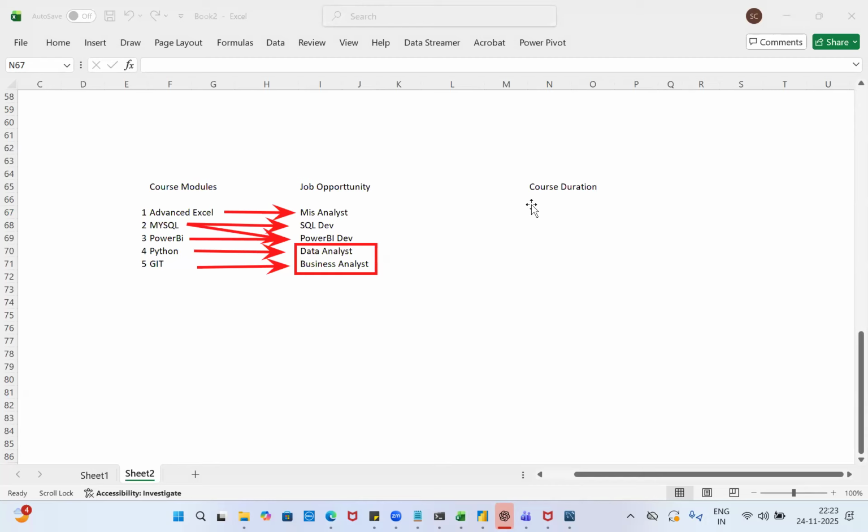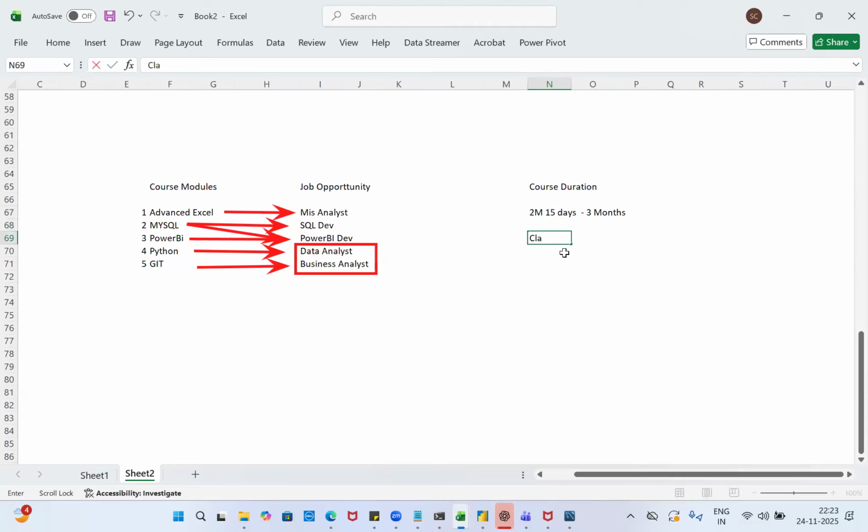Macros and VBA is not a part of the course. Yes, thank you. And the course duration here is 2 months, 15 days, it was told, but it will go up to 3 months. Because of this many modules, it can go up to 3 months, sometimes more than that. So this is the course duration. We don't extend more than that.